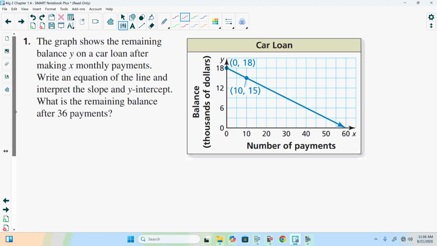The graph shows the remaining balance y on a car loan after making x monthly payments. Write an equation of a line. And interpret the slope and y-intercept. So we're going to have to interpret two things instead of just one. And what is the remaining balance after 36 payments? You need to find the equation of a line, interpret the slope and y-intercept, and then figure out what's remaining after 36 payments. So we got to find three things again. Yes, four. Slope and y-intercept.